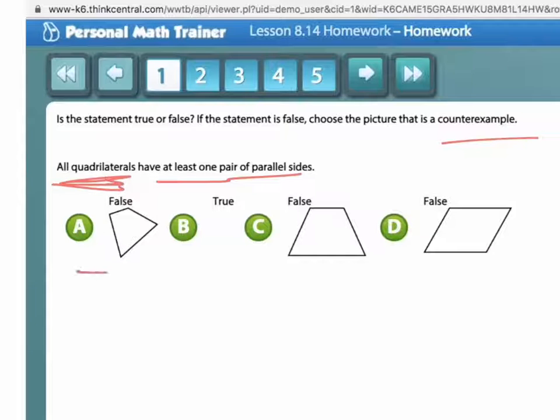Now, right off the bat, I can see that statement is false because a quadrilateral is a four-sided shape. This is a four-sided shape here, but it doesn't have one pair of parallel sides. No sides are parallel. So that is a quadrilateral, and that proves this statement to be false.